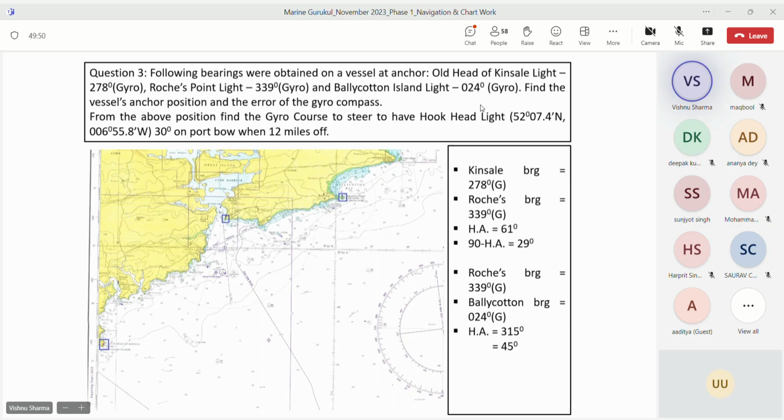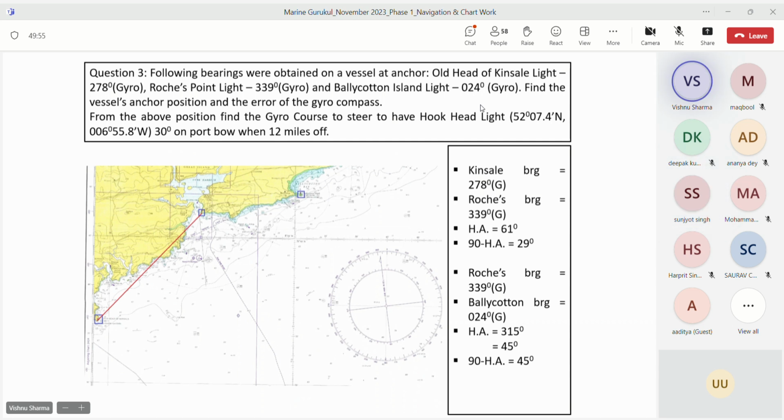And 90 minus 45 is again 45. So we start drawing. Now we have to draw this angle 29 at both the ends of this red segment. Which side do we draw? Do we draw it on side 1 or side 2, and why? Side 2, sir. Why? Because horizontal angle is less than 90, so it has to be drawn on the side of the vessel. Correct, beta? Yes, sir.